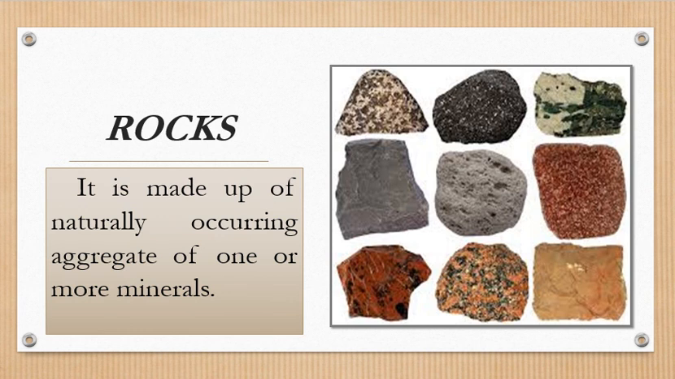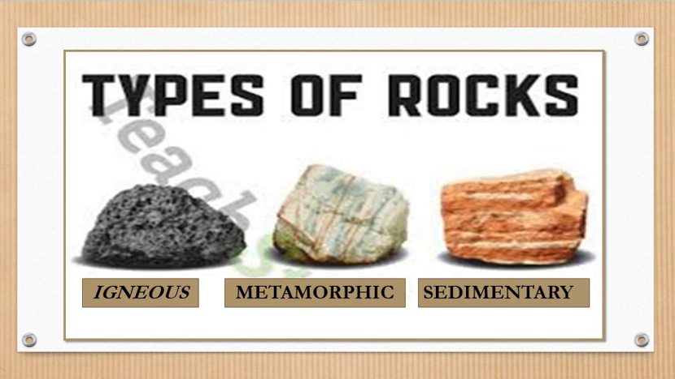Rocks can be of three types. We have igneous rocks, metamorphic rocks, and sedimentary rocks. Now, this topic is not new to you, because in your previous science classes in junior high school, this topic was already discussed, right? So again, this serves just as a recap or review of this topic. Now, let us describe each of these types of rocks. Let's start with the igneous rocks.